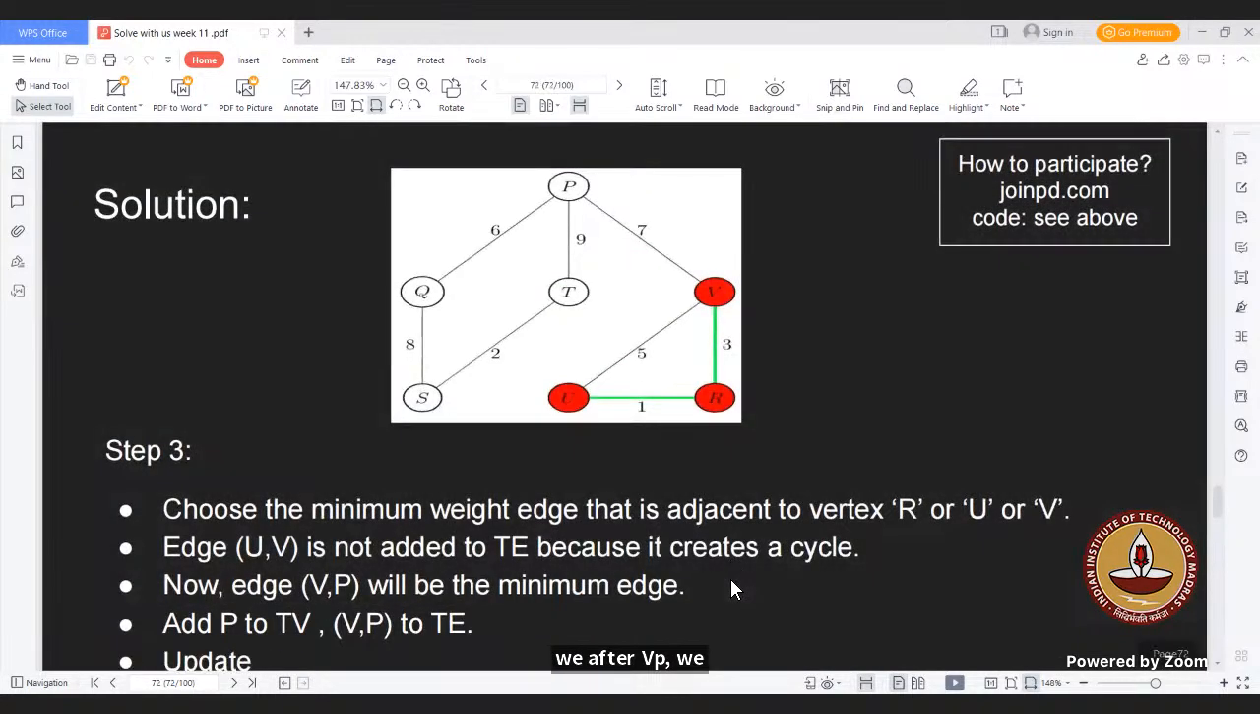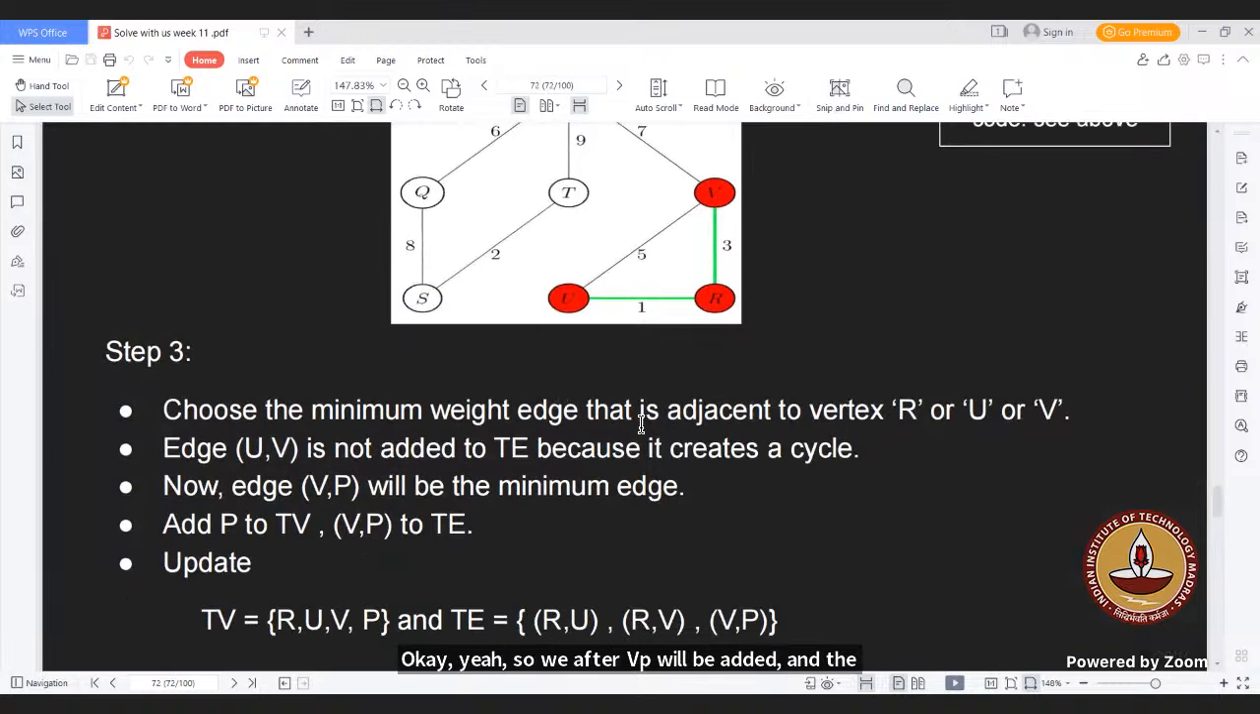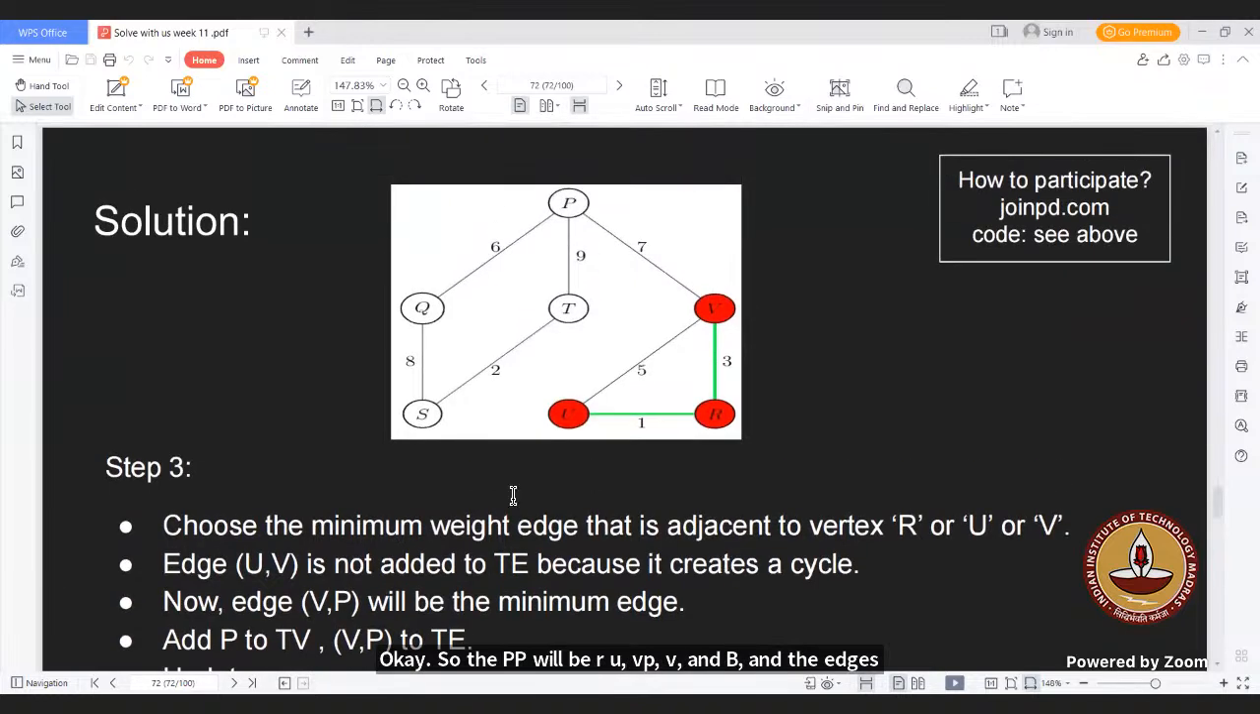Choose the minimum weight that is adjacent to R or U or V. The minimum weight in this case would be UV, but it is not added to TE because it creates a cycle. So now VP will be the minimum edge. So P will be added to TV and VP will be added to TE. So the TV will be R, U, V and P, and the edges would be RU, RV, and VP. Now P also will be added, so we have to see the adjacent edges for all these three.